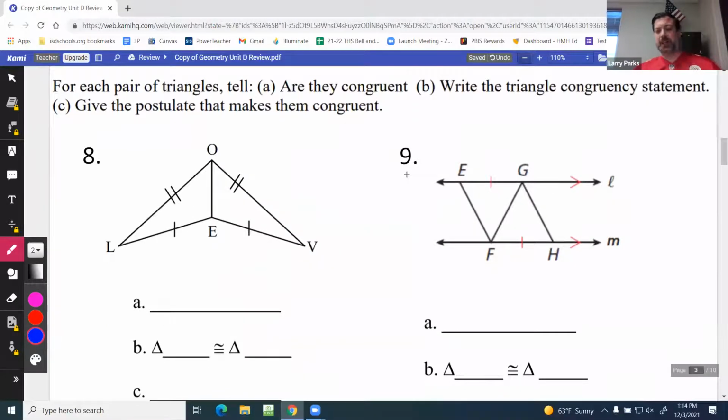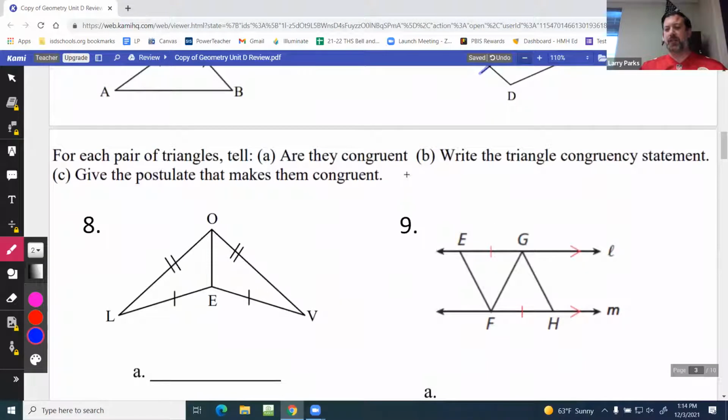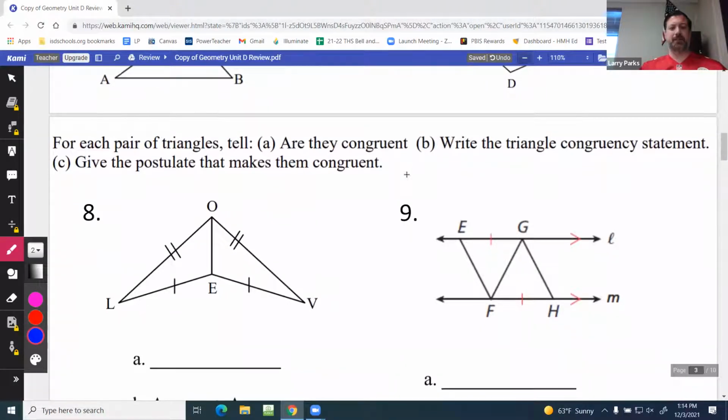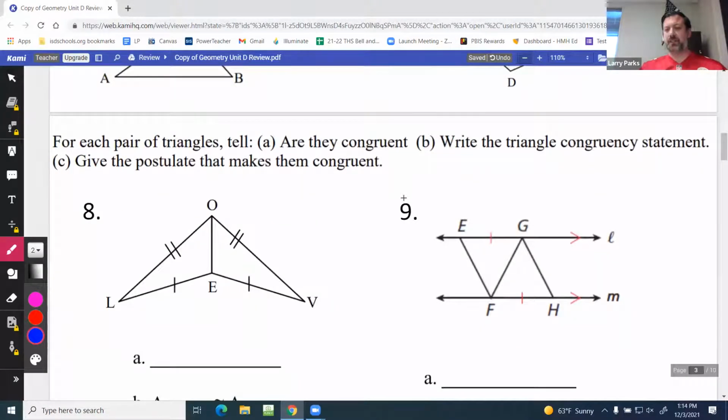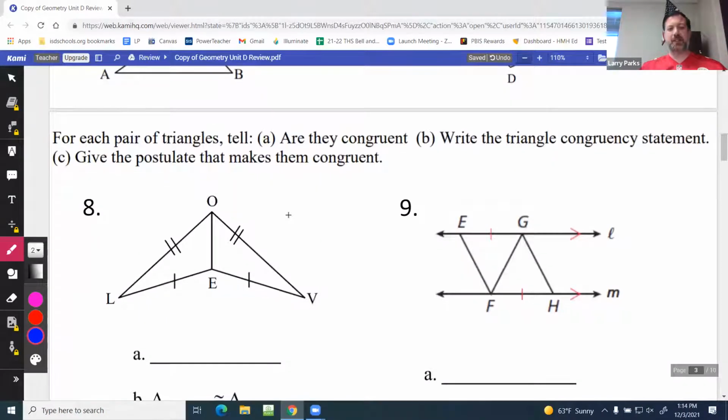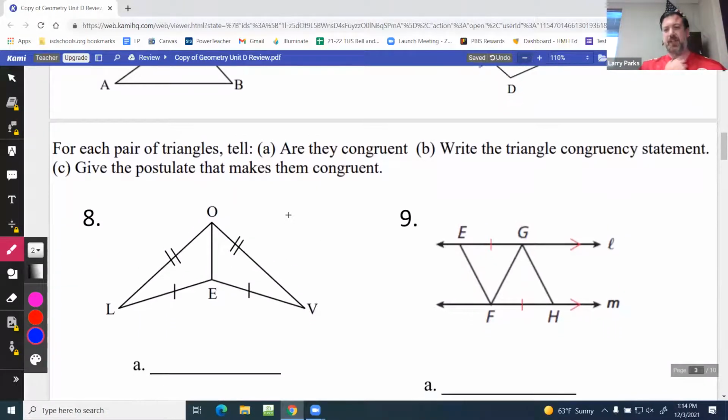For each pair of triangles, are they congruent? And if they are, write the triangle congruency statement. Write the triangle congruency statement and then give the postulate that makes them congruent. Okay.